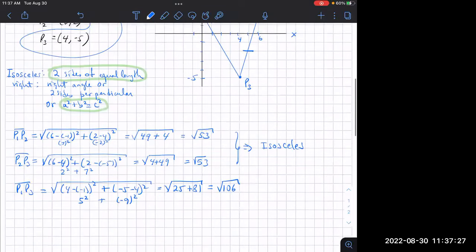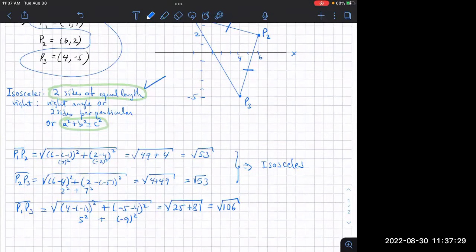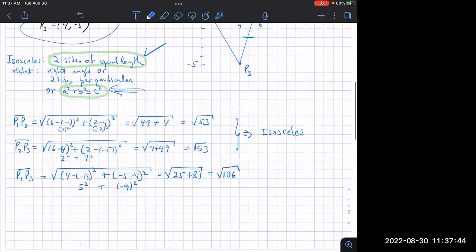Okay, so we check the isosceles. Now we check if it's a right triangle. So we're looking to apply a squared plus b squared equals c squared. C has to be the longest side. So between the square root of 53 and the square root of 106, the square root of 106 is longest. So I call this C and the other ones are A and B.